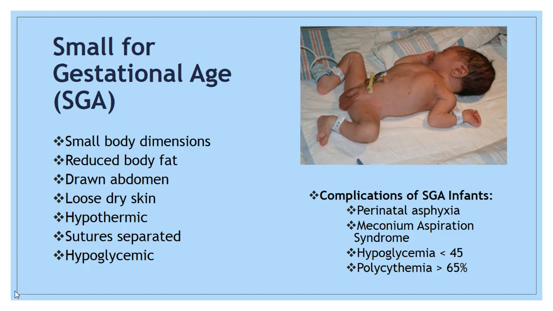Causes for small for gestational age babies include smoking, drugs and alcohol, anything that causes some type of decreased perfusion in the placenta, or malnutrition, and also babies that are multiple gestation. You may have one that's average or appropriate for gestational age, and then you may have one that is small for gestational age if you have twins, because they have to struggle, especially if they're mono twins, because they have to share the placenta.